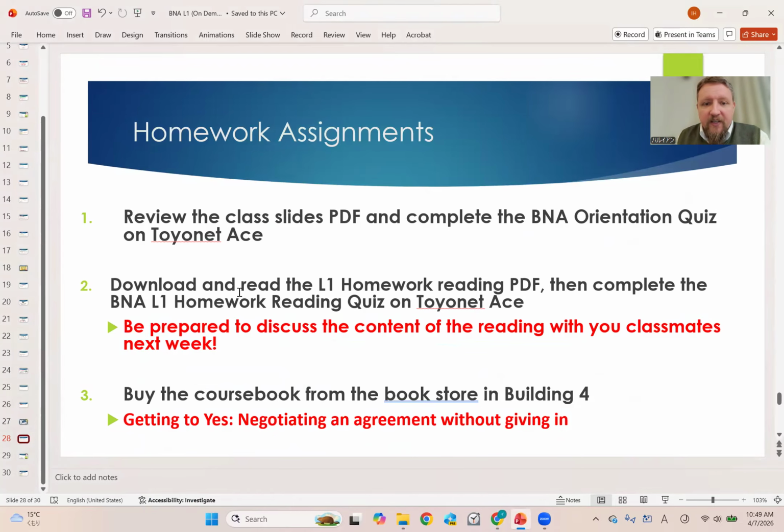Next, the second homework is to download the homework reading from the book Getting to Yes and complete the homework reading quiz. Okay, now the content of the homework reading we will be discussing in the next class. So it's really important that you read it carefully. And in the homework quiz, I've picked out some of the most important points from the chapter. And these points in particular, we're going to be discussing in the class. So it's really important that you know the answers to these questions.